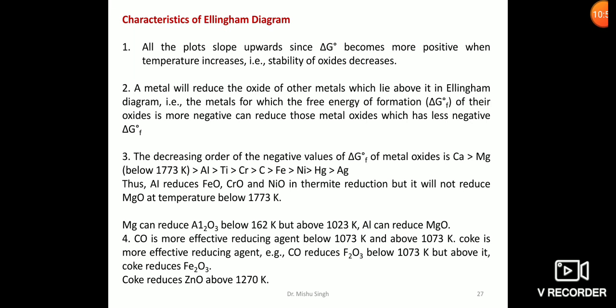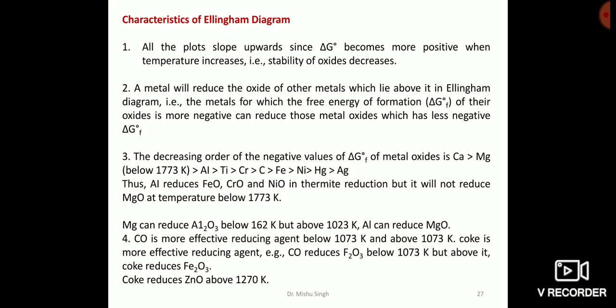Here are certain characteristics of the diagram. As I have already told you in the Ellingham diagram explanation, all the plots slope upwards since ΔG becomes more positive when temperature increases, that is, the stability of the oxides decreases. Second, a metal will reduce the oxides of other metals which lie above it in the Ellingham diagram. That is, the metals for which the free energy of formation of their oxides is more negative can reduce those metal oxides which have less negative ΔG, that is, free energy of formation.